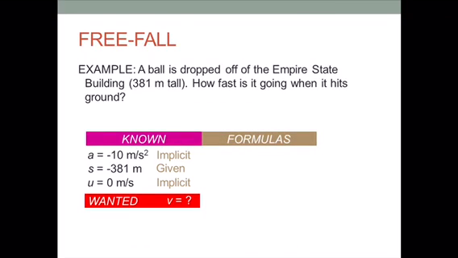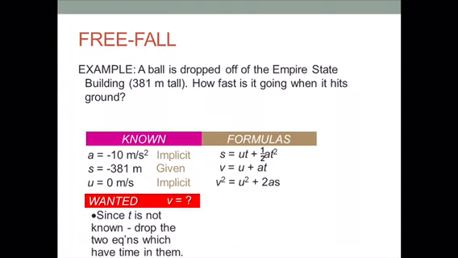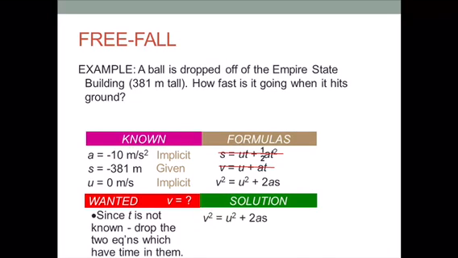The formulas that we can use for this are as follows. Since we do not know the time of the fall, we can drop the first two equations which contain t, time. That leaves us with final velocity squared equals initial velocity squared plus acceleration times displacement, which we'll use in our solution. Since the initial velocity is 0, that crosses it out completely. We just need to plug in a and s to give us a final velocity of -87 meters per second.